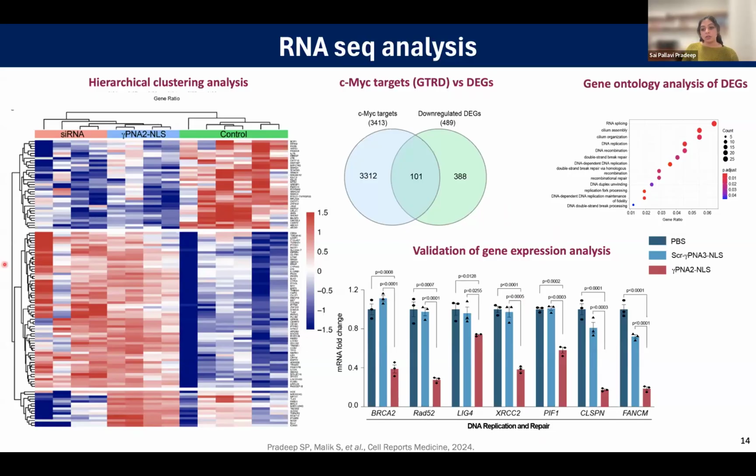And downregulation of a lot of these genes can also help in sensitizing these cells to the chemotherapy drugs that we use. And that was something we also saw when we treated the cells with the CHOP treatment as well as in vivo.